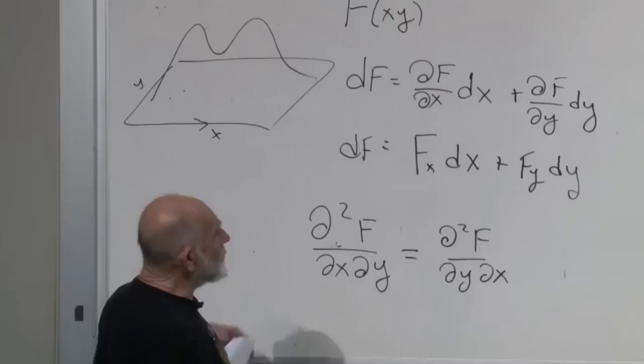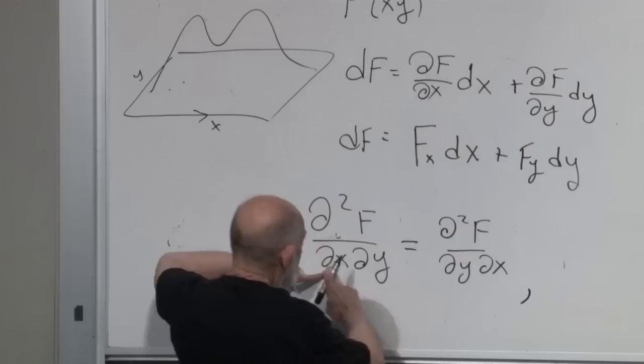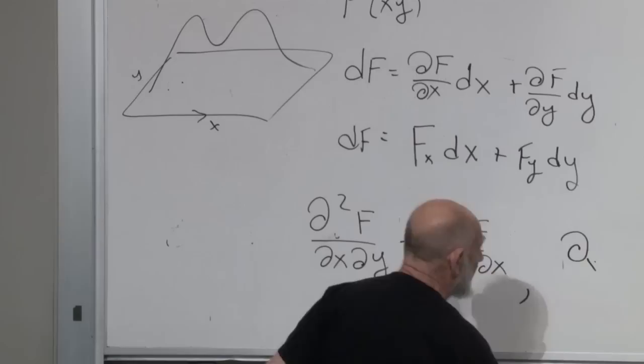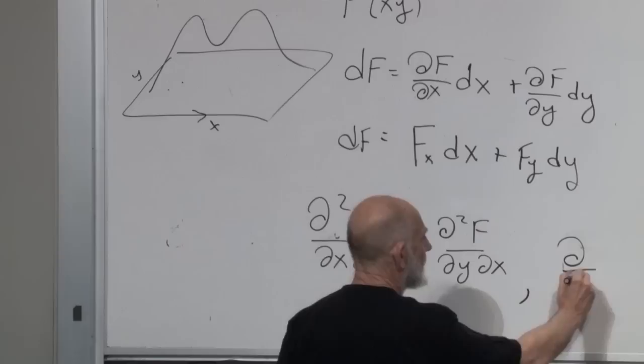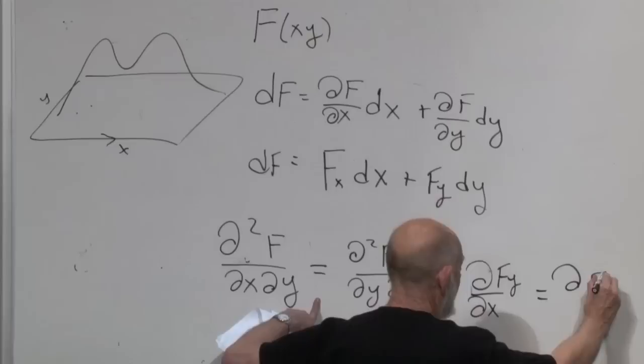So that translates into the statement, df by dy, that's f sub y. And now we're differentiating it with respect to x. So that's the derivative with respect to x of f sub y. That's this term. And on the right-hand side, we have exactly the opposite. We have the derivative of f sub x with respect to y.